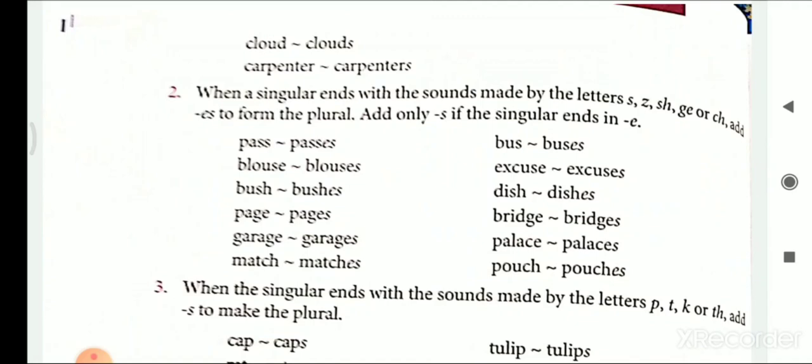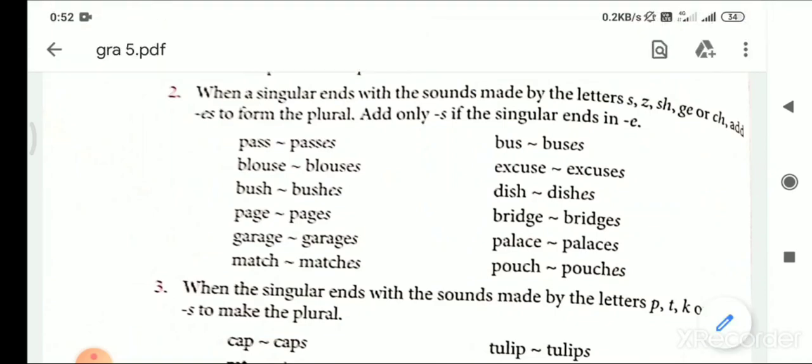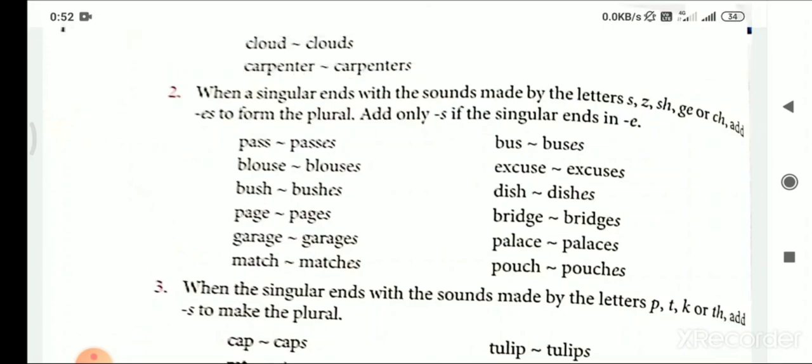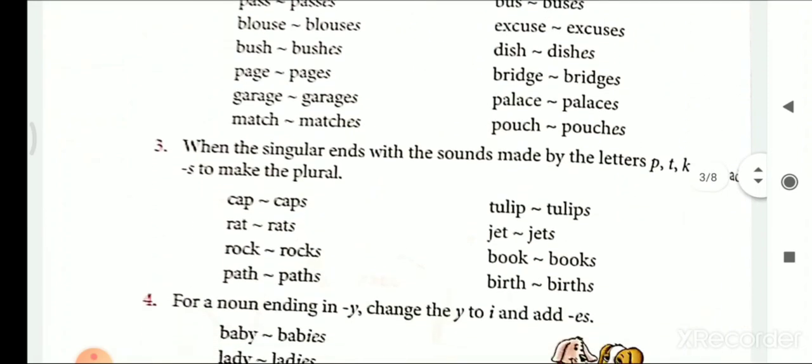For example, pass. Here the last letter is s, so we need to add es, that is passes, in order to make it plural. But see the second example, excuse. Here the last letter is e, so we need to add only s, that is excuses, in order to make it plural.